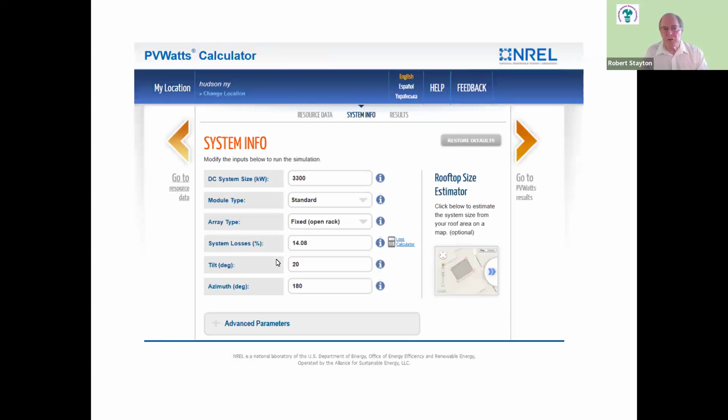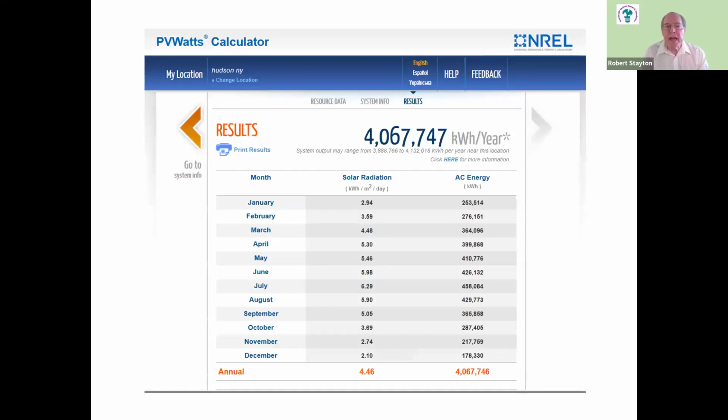This is the input screen showing the system size and other variables. And this is the output screen that shows the monthly and annual kilowatt hours of electricity produced. When you use PV Watts, these numbers will be specific to your site and to your array size.